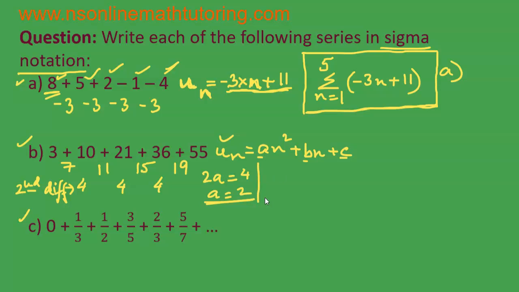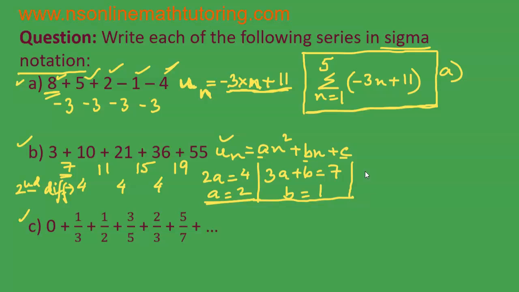Next equation that we will be taking is 3a plus b is equal to the first term of the first difference. That is this. And 3a is 3 times 2, 6. So, b is equal to 7 minus 6, which is equal to 1. So, b is equal to 1.